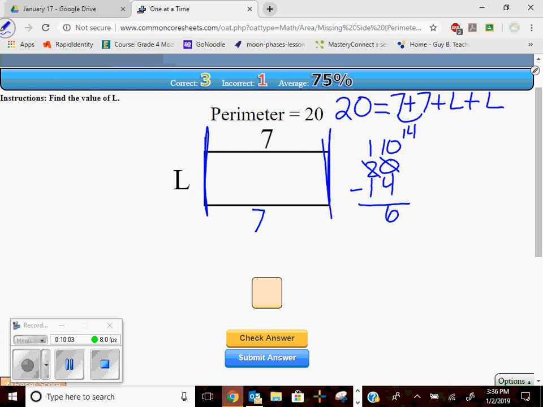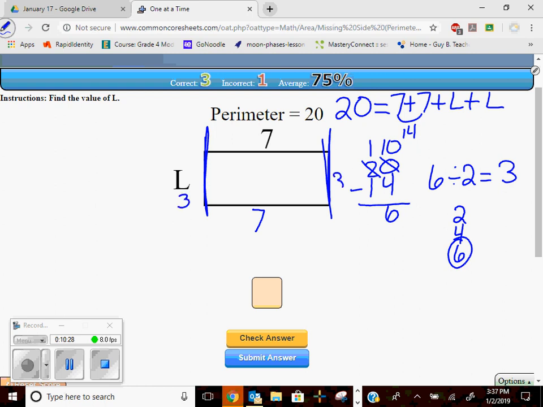Now, that means 6 is what this side plus this side equals. So they're together right now. I want to separate them. And remember, they're going to have to be the same because this is a rectangle. So 6 divided by 2 is, well, 3, because 2 times 3 is 6. Again, just list the multiples of 2, and it will give you the information that you need. So each side is 3.